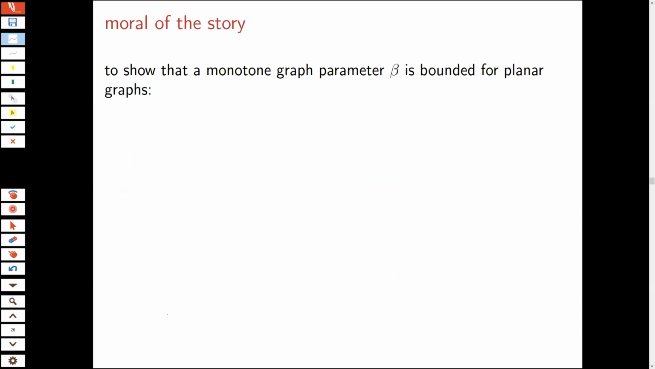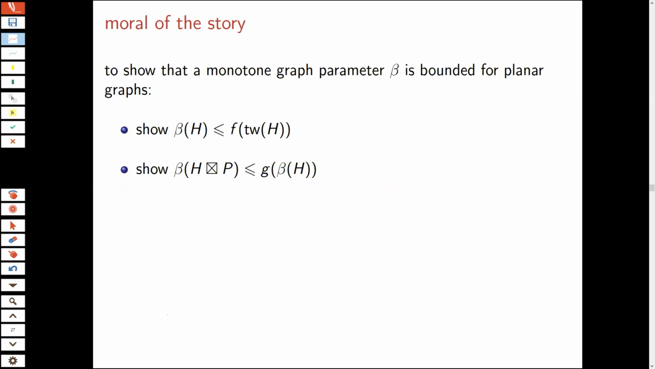So hopefully you can see that this really gives a paradigm for proving that a given monotone graph parameter, say beta, is bounded for planar graphs. Take any monotone parameter beta, then what do you need to do? You need to show that beta on any graph H is bounded by some function f of the tree width of H. And then you also have to show that beta of H times a path is at most some function g of beta of H. And those 2 steps in isolation often are not that hard.